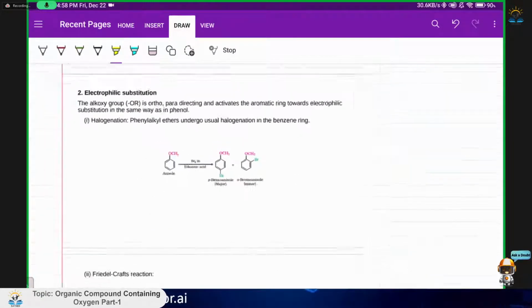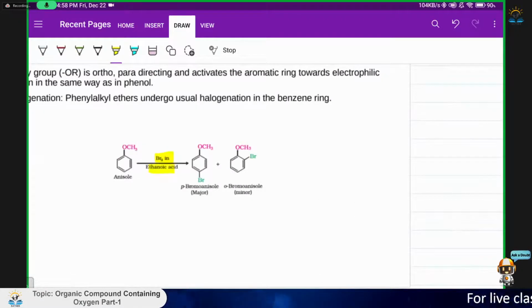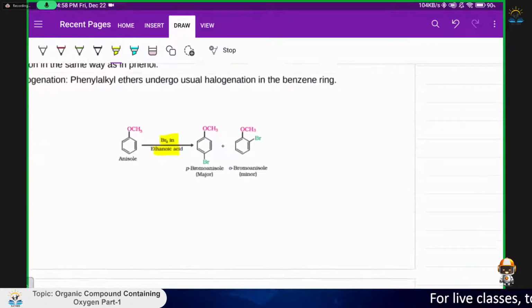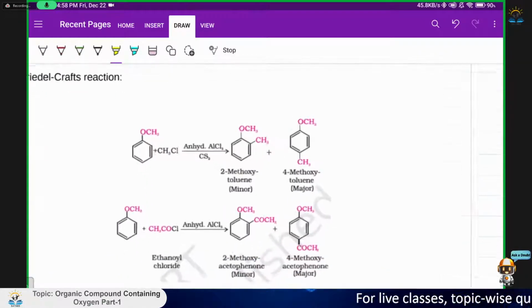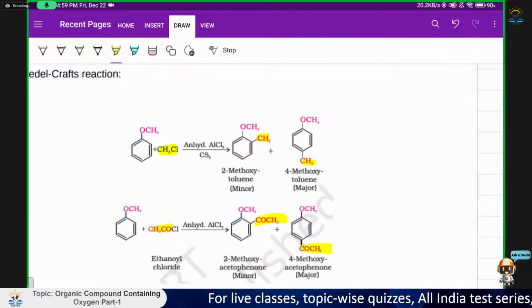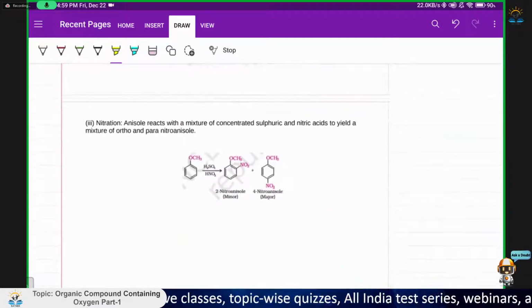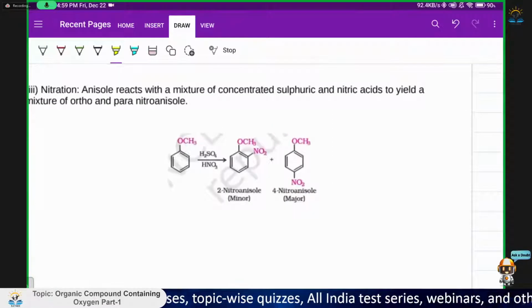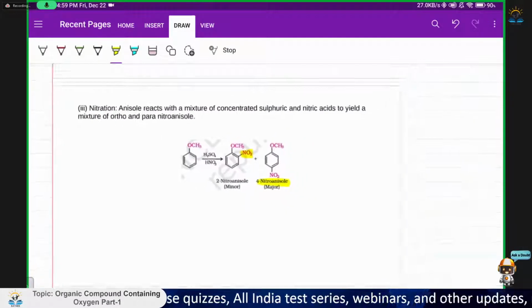Now electrophilic substitution reactions. We have halogenation here: bromine in ethanoic acid, we get the ortho and para isomers. In the Friedel-Crafts reaction, we use anhydrous aluminum chloride in the presence of an alkyl halide or acyl chloride. The group is introduced at ortho and para positions. Nitration, also with H2SO4 and HNO3, gives the ortho and para nitrated products.